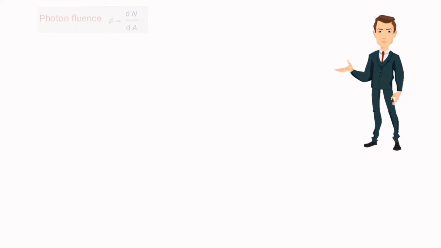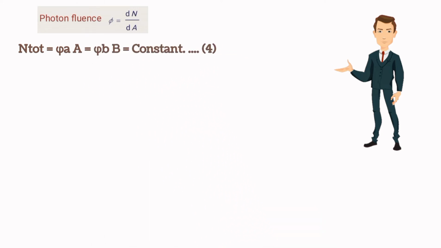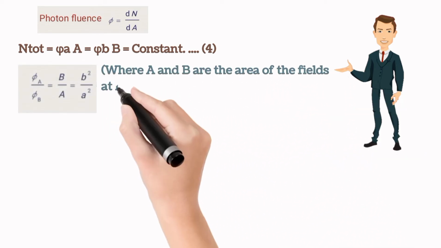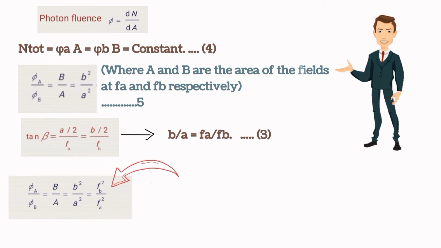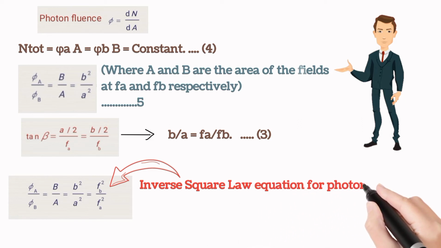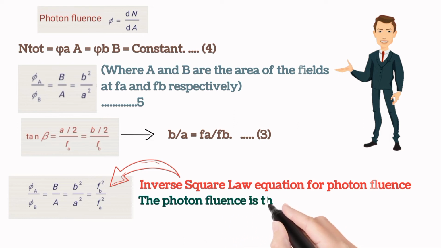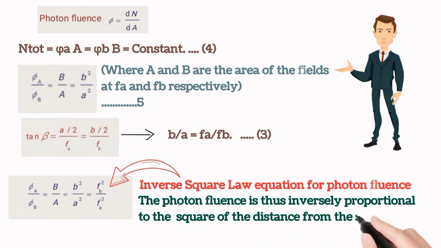From this equation, we get equation number 4. It shows that the total number of photons which are passing through area A and area B are the same. From equation number 4 we get equation number 5. Using the value of equation number 3, we get this equation. This is our final equation for the inverse square law for a photon beam. According to this equation, photon fluence is inversely proportional to the square of the distance from the source. This is called the inverse square law.